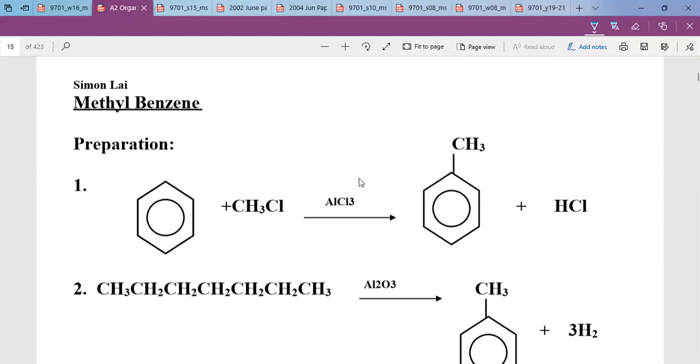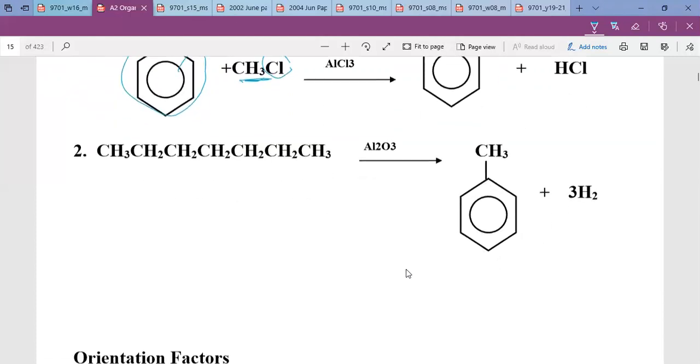Remember, methylbenzene, this is benzene. How do you prepare it? Of course, alkylation, Friedel-Crafts. So this is your source of the CH3. This one will remove the chlorine to give you a CH3 positive, which will attack here. So very simple.